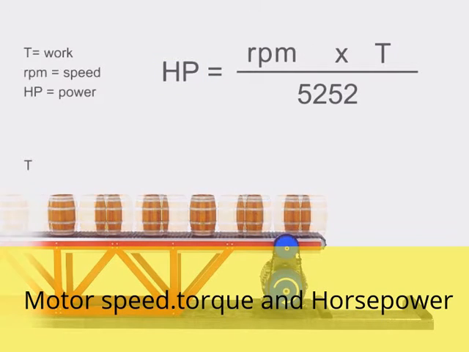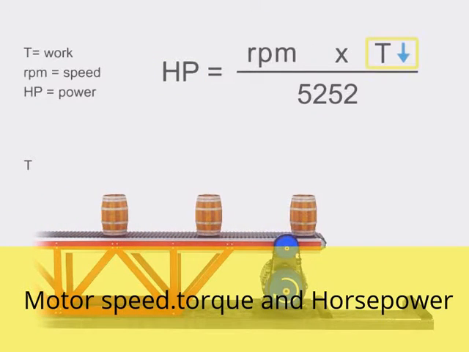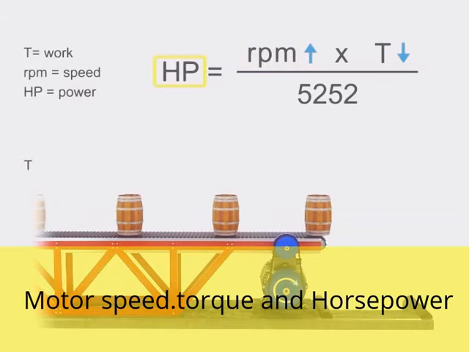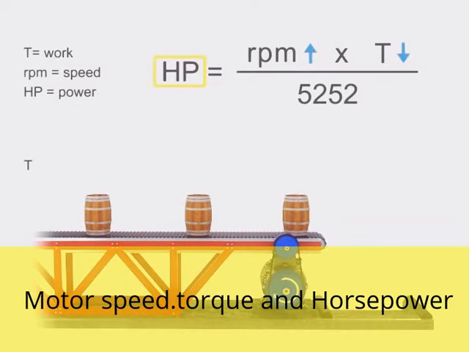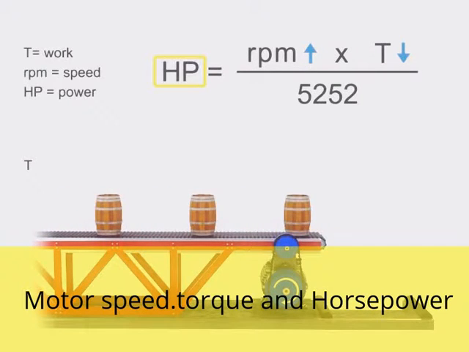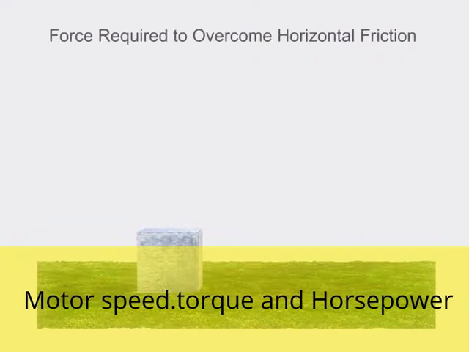If the torque decreases, the speed of the conveyor increases, and the horsepower generated by the motor remains constant. To calculate the amount of horsepower required to move a horizontal load, we must first consider the occurrence of sliding friction.